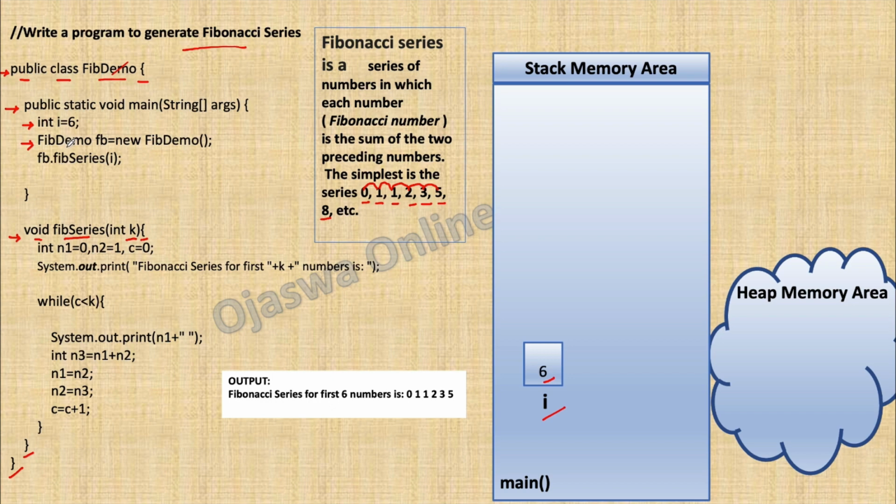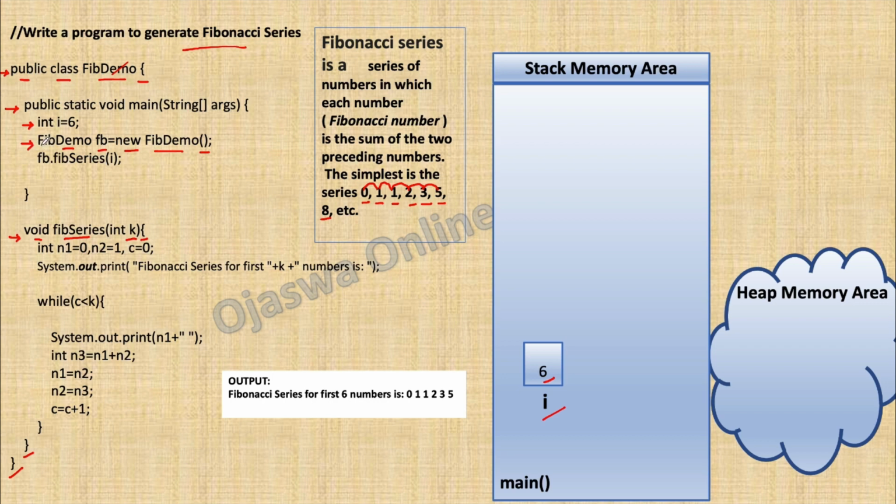So when this statement is executed, syntax for creating an object is class name, reference variable name. This name can be anything the user wish to write. New keyword. New keyword is used to allocate memory to the object. Fibdemo parenthesis. This is a constructor call. What is a constructor? There is a separate video for that. So at this statement, we have created object of fibdemo.